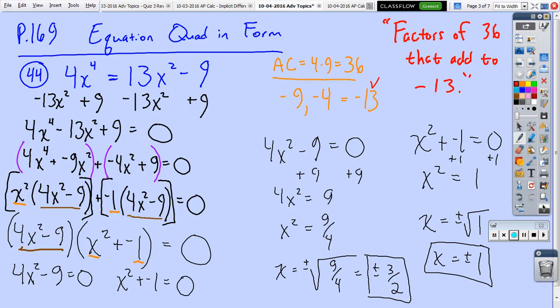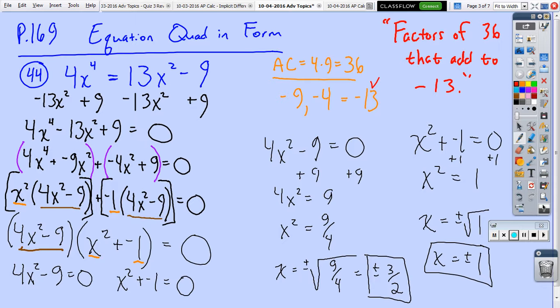This guy over here, solving for this guy by itself. Adding 1 to each side, and then now x squared equals 1. Taking the square root of each side but considering both plus or minus, you have x equals plus or minus 1. So there are 4 answers, there are 4 solutions. x could equal positive 3/2, negative 3/2, positive 1, or negative 1. So there are 4 solutions.